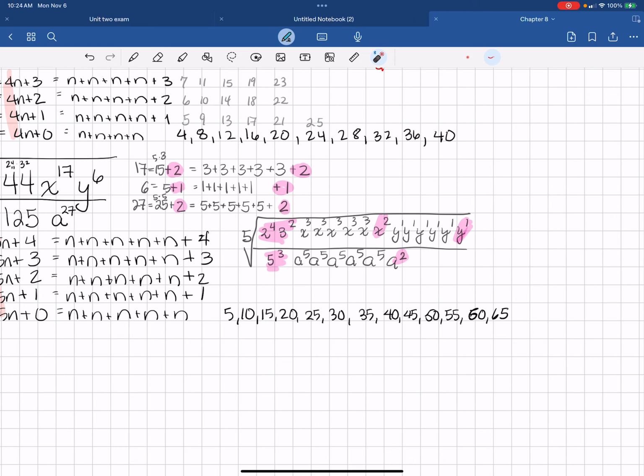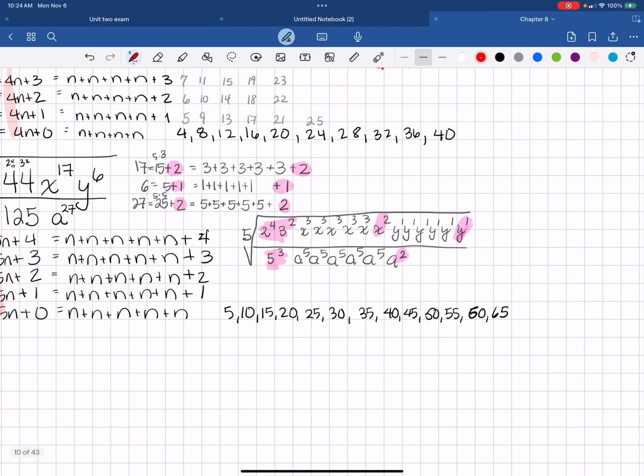When we start analyzing this, here's our 1, 2, 3, 4, 5 of these x to the 3rds. And we have 1, 2, 3, 4, 5 of these y to the 1s. And we have 1, 2, 3, 4, 5 of these a to the 5ths. And the rest is sort of leftovers.